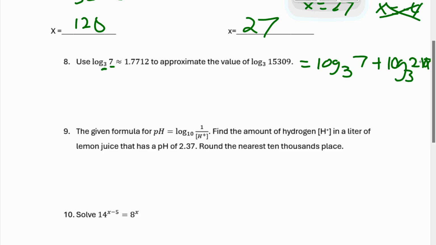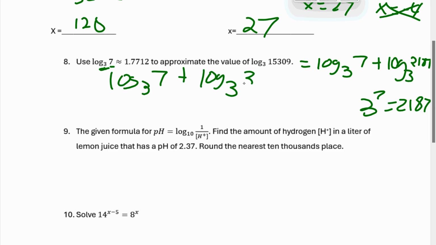2,187. Okay, and now I try to divide that by 7 again, and it doesn't work out, right? So that's 2187. Okay, so that means I'm going to try to divide by my base 3. Well, it turns out that 3 raised to the 7th is 2187. So I can rewrite this as log base 3 of 7 plus log base 3 of 3 raised to 7. Now I can bring that 7 out front.